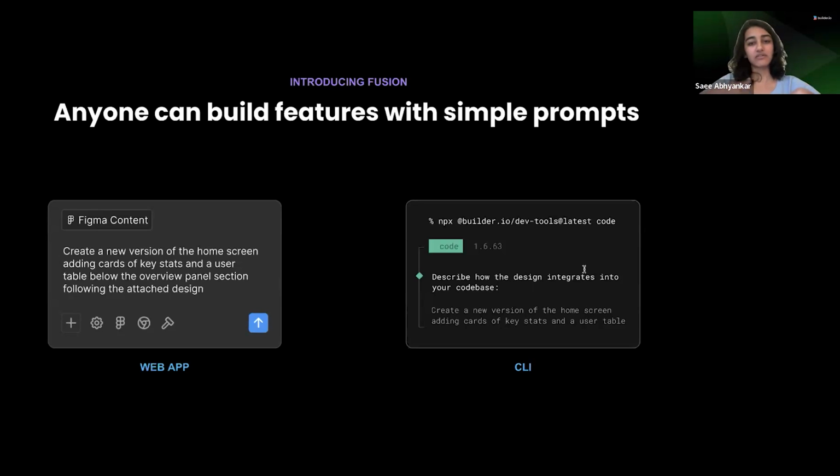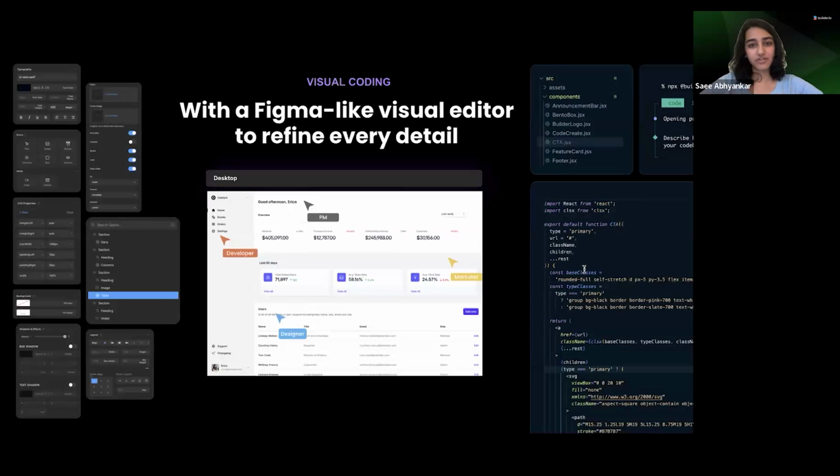So for devs, we have a CLI tool and a VS Code extension that you can hook up to your code base and then make edits to your code base with. And for non-devs, we have a Figma-like visual editor where you can, one, prompt your way to building out a feature in your existing web app, and two, use tools that you're familiar with from Figma, such as styling tools, layers tab, things like that, and refine the AI's output to get something you're really happy with.